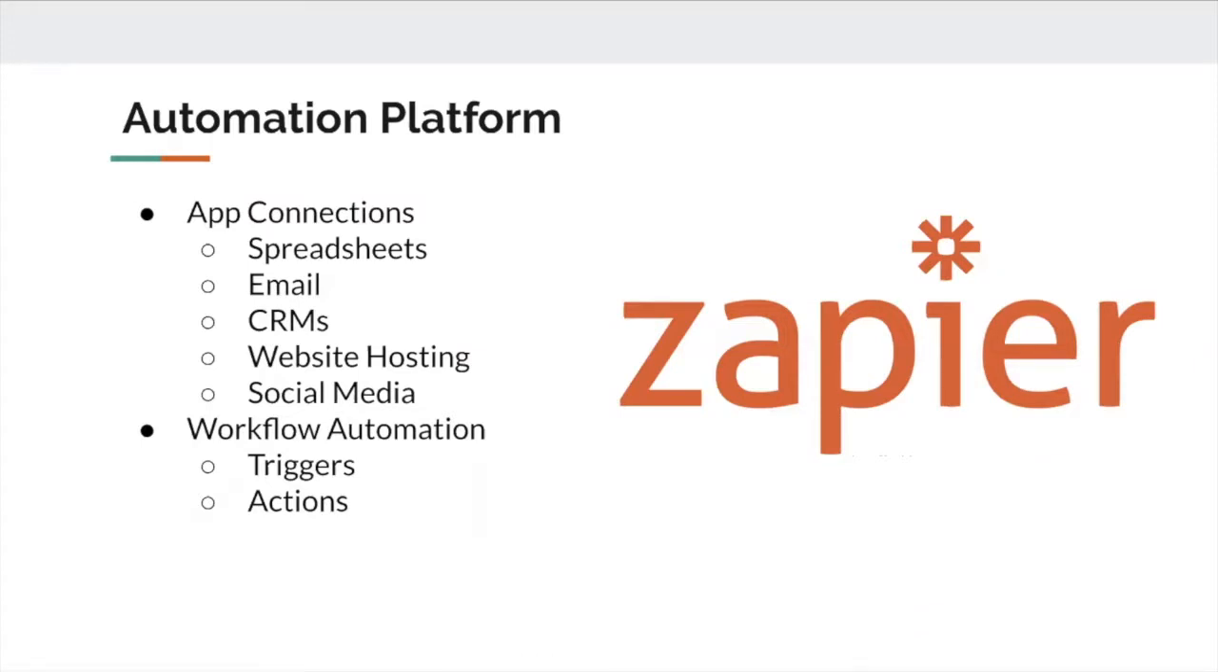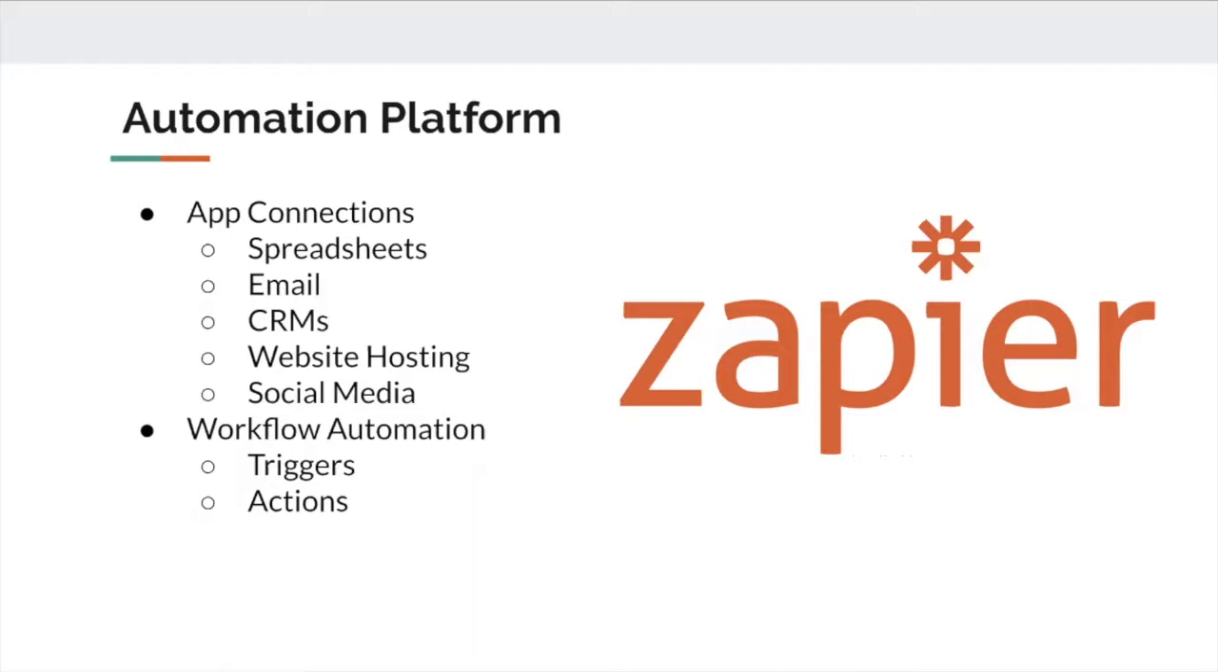So how Zapier actually works is through workflow automations. The two keywords here are triggers and actions. So what is a trigger and what is an action? A trigger, as the name would suggest, is something that happens in one of your app connections that triggers Zapier to perform an action. So let's take an example, a spreadsheet.